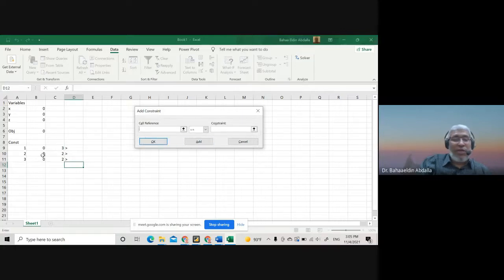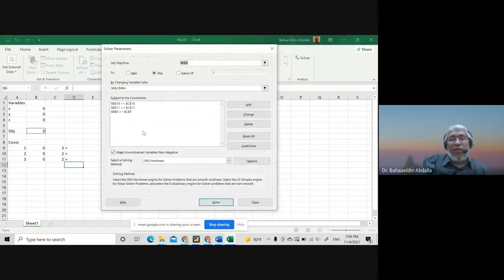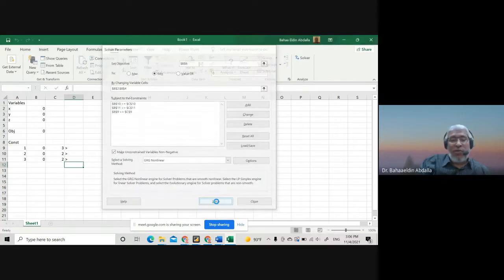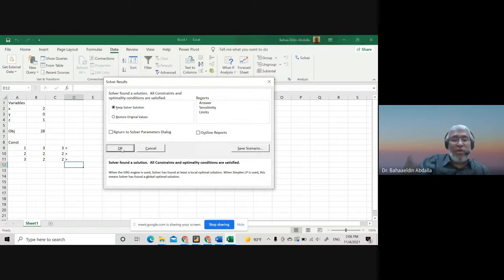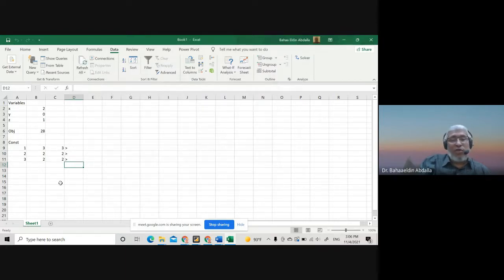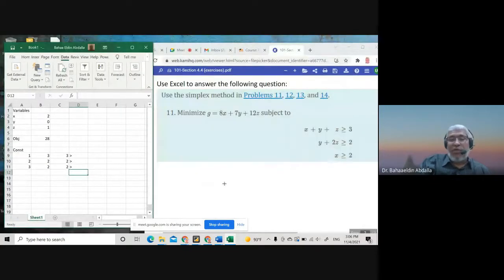The second constraint is this one, and again I need it to be greater than or equal to this one, add. And the last constraint is this one, greater than or equal to this one. This is the final one, so I'll say okay. Now everything is ready. I just ask solver to solve the problem, and I keep the solver solutions. This is the solver solution. So the minimum value is 28 at 201.